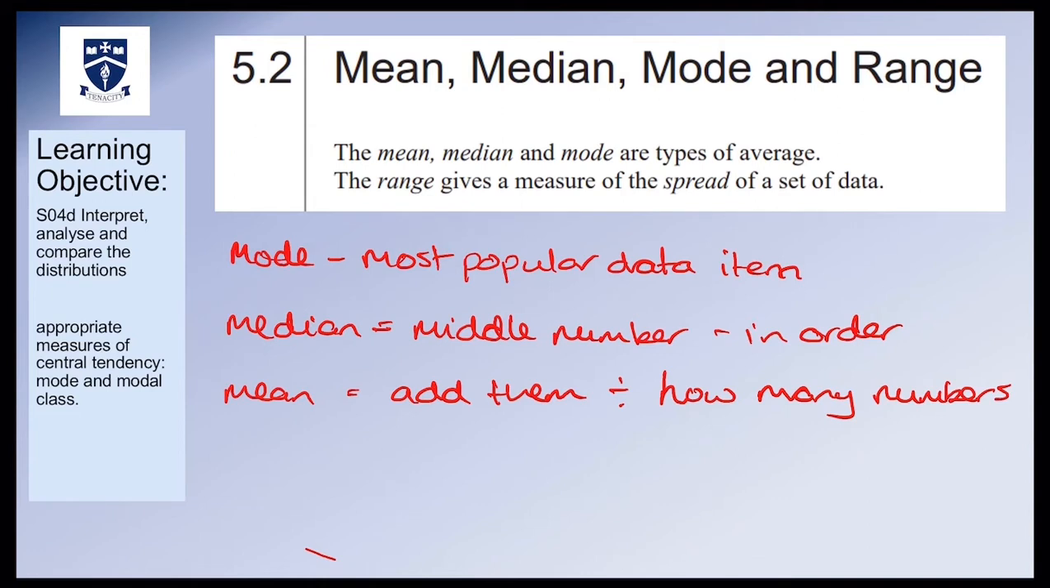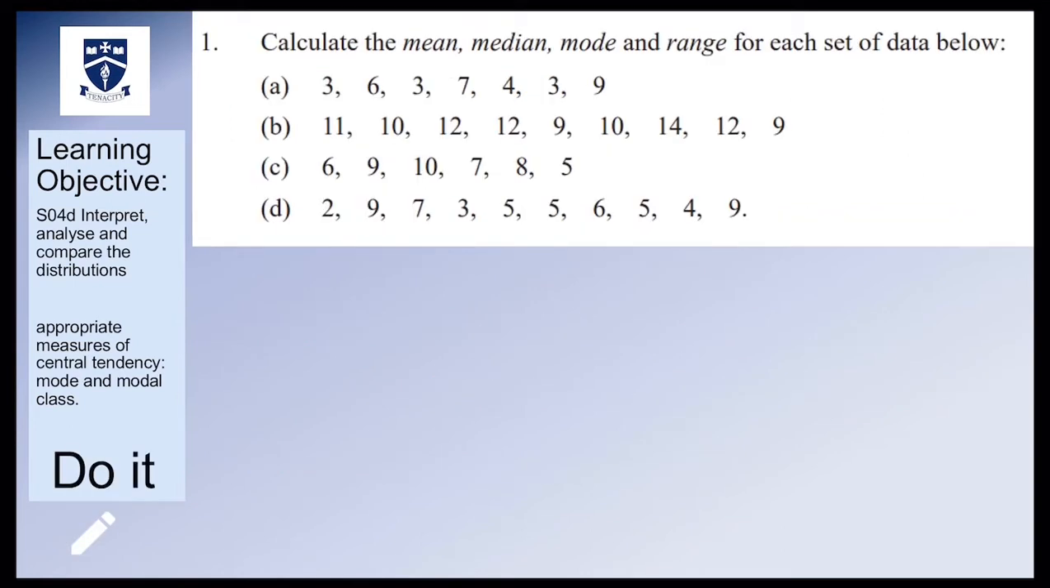So the last one is the range, and the range measures the spread, and it's probably the easiest one because it's just the biggest data item, and then we subtract the smallest data item. So it's the difference between the biggest and the smallest data items. So there is a worksheet there. I'm going to go through some questions first, so you can see some questions being done there.